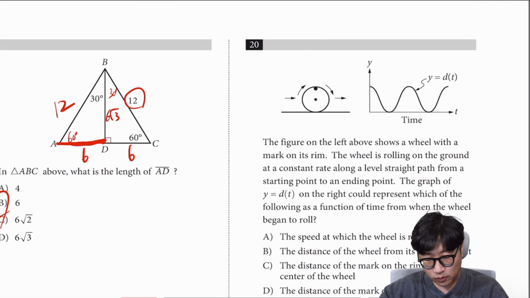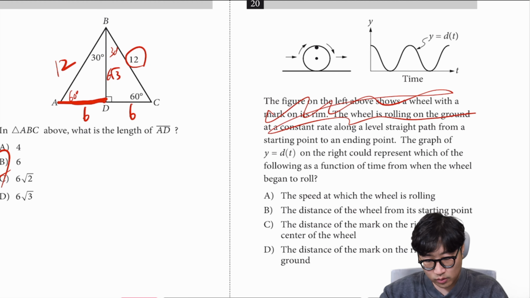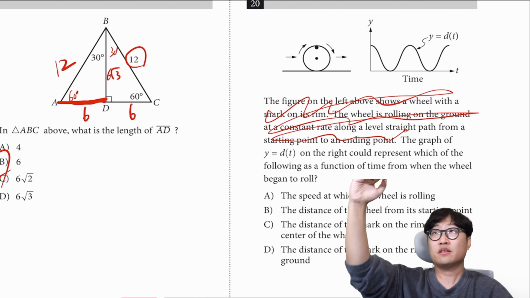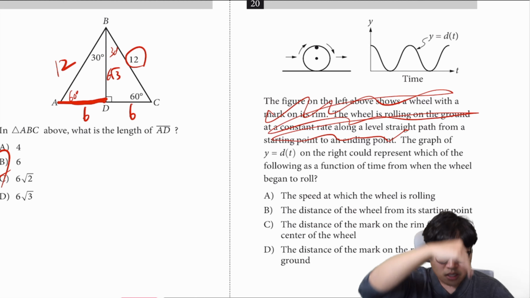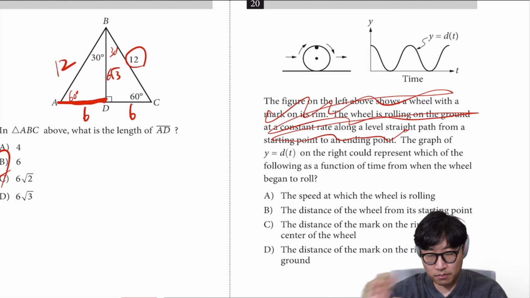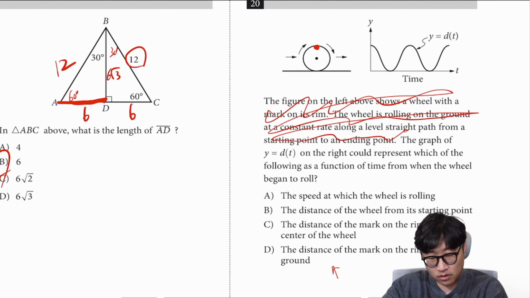All right, so number 20, figure, rolling, whatever. The graph for y as a function of t on the right could represent which of the following functions. So as time goes, y starts from up there and then comes down and goes up, then comes down and goes up. So what's happening? D is the distance of the mark on the rim from the ground.